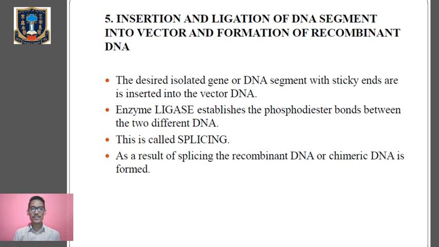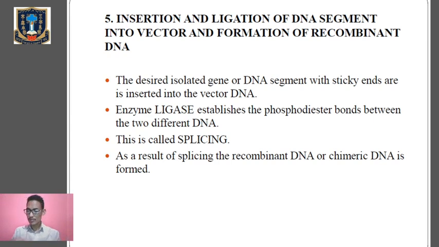Ligation, or the insertion of foreign DNA having the gene of interest into the vector DNA, is possible with the discovery of the molecular glue called DNA ligase. The enzyme DNA ligase helps in establishing the phosphodiester bond between the two different DNA, which is also called splicing, and this leads to the formation of recombinant DNA. So now the recombinant DNA has been produced.